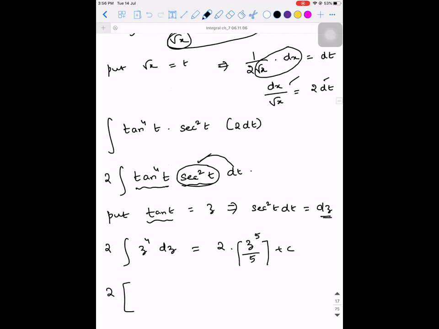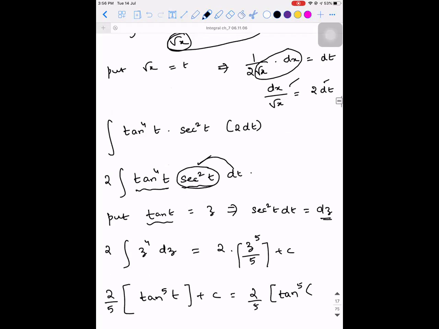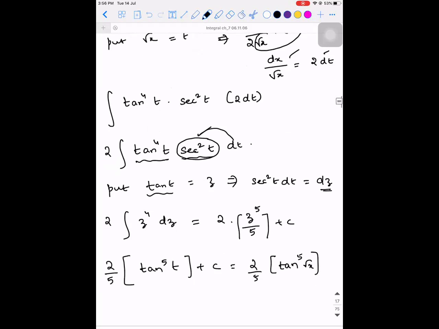Look at the way I'm going to substitute the values back. This 5 I've taken out of the value. So z power 5, and z is tan t, so tan power 5 t plus c. But my question was not in terms of t, so what should I do? It becomes 2 by 5 into tan power 5 root x plus c. This is going to be my final answer.